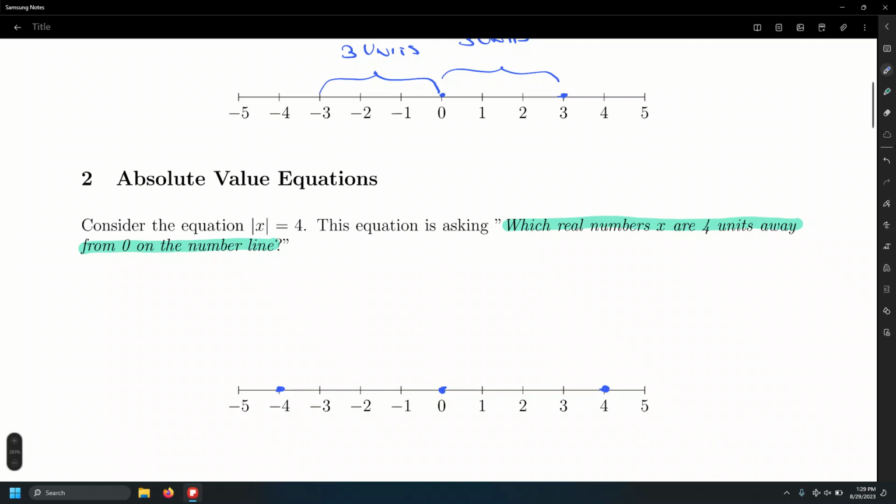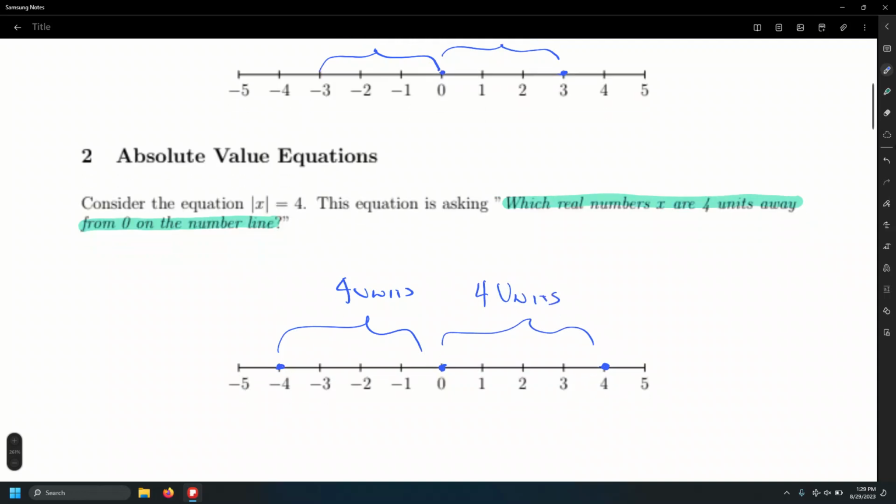And also negative 4. Even though we go towards the negative side, that's because of the number of steps, and there is no such thing as negative steps. It's still positive steps, just going in the negative direction. That's 4 units, and also 4 units.